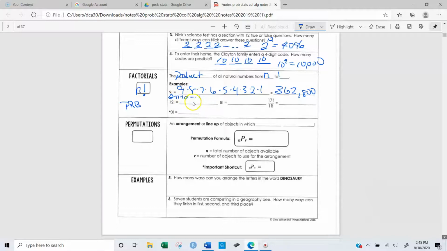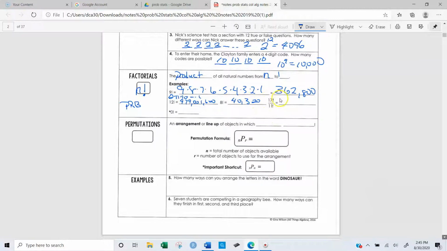And when you plugged it into your calculator, you should have gotten 479,001,600. Okay, pause and do the rest. 8 factorial, you should have gotten 40,320. Okay, 17 factorial over 11 factorial.